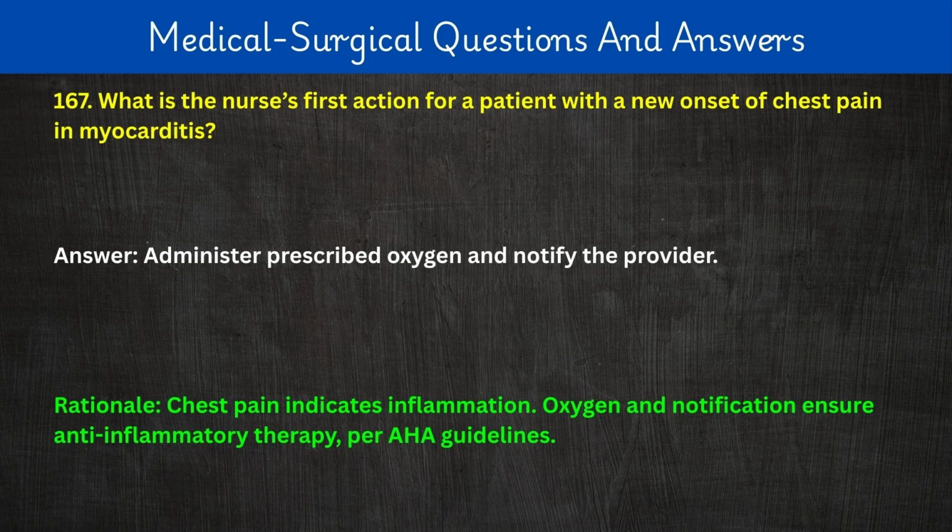167. What is the nurse's first action for a patient with a new onset of chest pain in myocarditis? Answer: administer prescribed oxygen and notify the provider. Rationale: chest pain indicates inflammation. Oxygen and notification ensure anti-inflammatory therapy, per AHA guidelines.